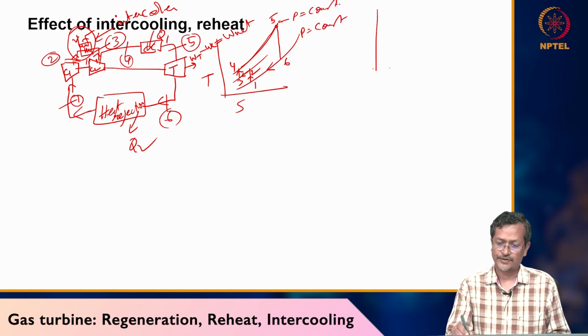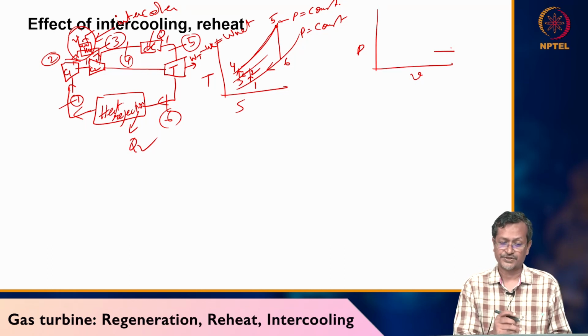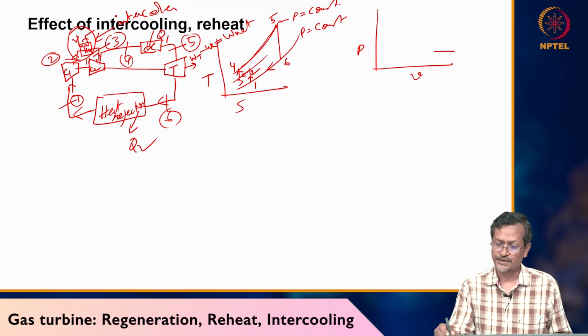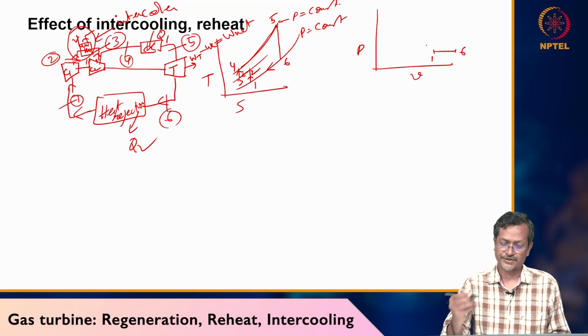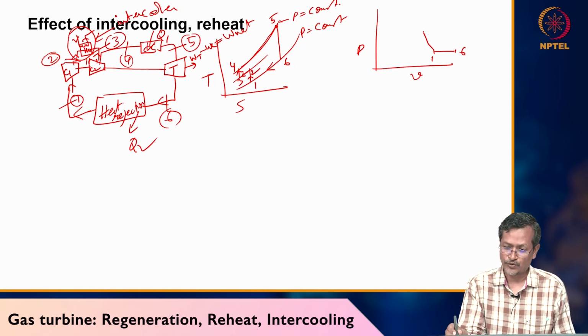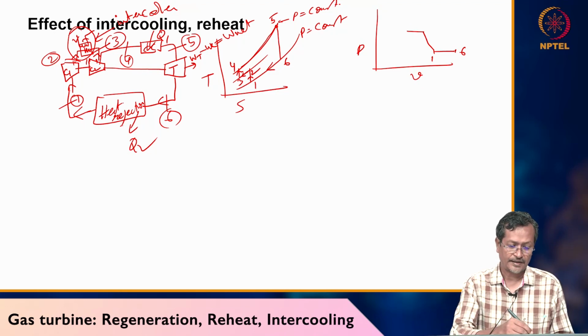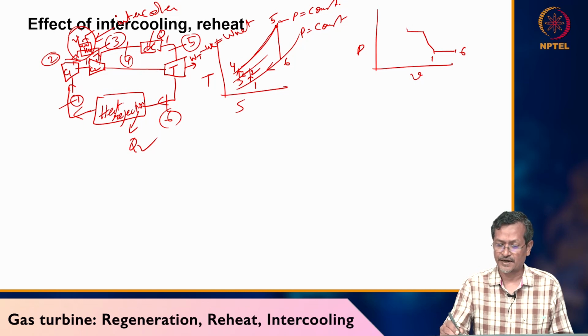Okay, now if I draw this on a PV diagram, it will be like this. 6 to 1 is a constant pressure process, but it is near atmospheric pressure, right? So 1 to 2, what is happening? Compression happening. Then 2 to 3 your pressure is not changing, rather heat rejection happening, so volume will be reduced. Then 3 to 4 again compression happening, adiabatic compression, so it will be curved.